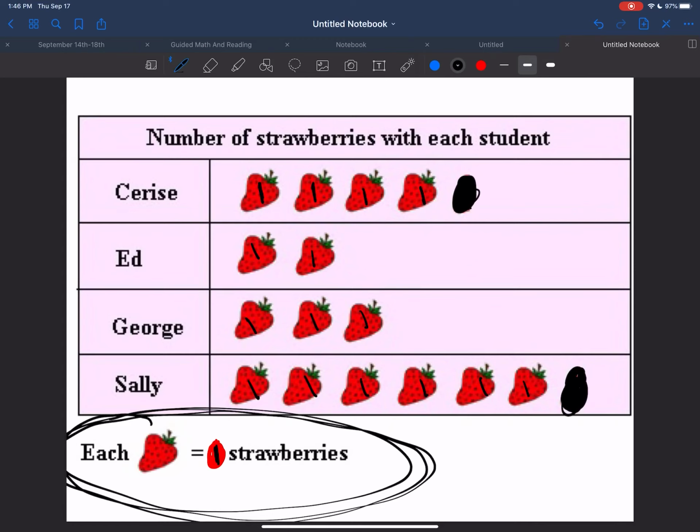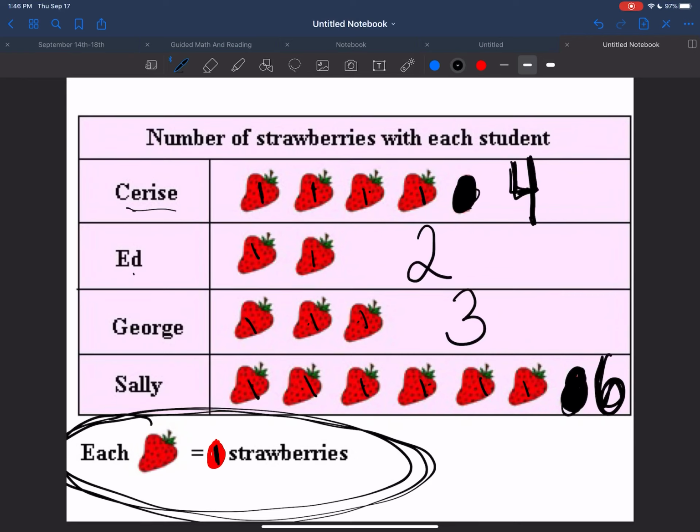So we are going to be counting by ones. So we know that Cherisse has 1, 2, 3, 4 strawberries. So I'm going to write 4 beside so I don't forget and I don't have to recount. How many strawberries does Ed have? Let's count. 1, 2. Ed has 2. What about George? 1, 2, 3. And last but not least is Sally. She has 1, 2, 3, 4, 5, 6.